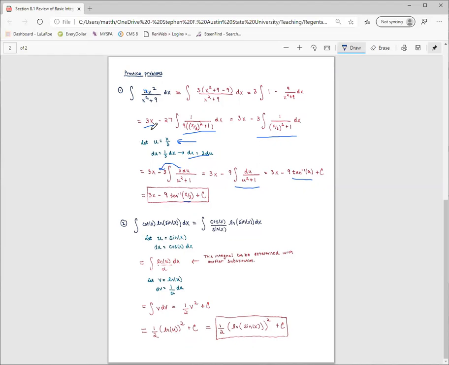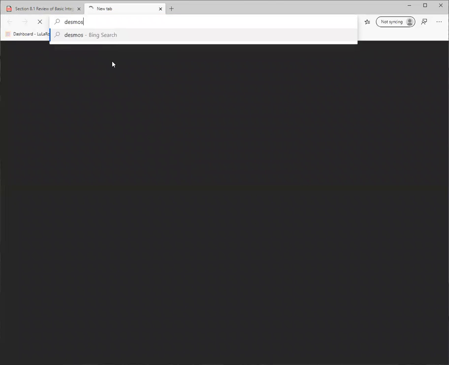But I can go over to Desmos if I want. I can type in this function and then take the derivative and see if that equals that function as well. And let's do that right now. So I'm going to go over to Desmos. It takes a second to load up.